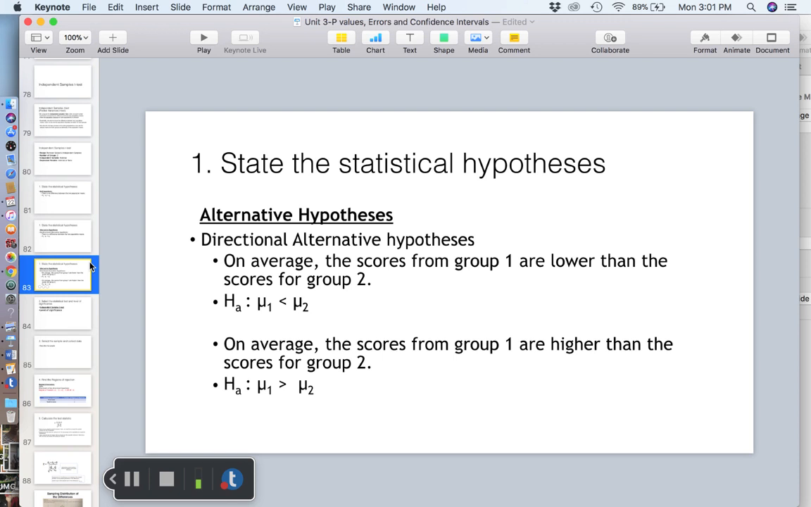We could also word our alternative hypotheses in a more specific way. So if we have directional alternative hypotheses, we could say that mu for group 1 is less than mu for group 2. One way to write this out as a sentence would be, on average, the scores from group 1 are lower than the scores for group 2. So I could say for this alternative hypothesis, mu1 is less than mu2. If the mean for group 1 is higher than the mean for group 2, we would write it this way: mu1 is greater than mu2. So, just to review, we have our statistical hypotheses where we're talking about the mu's for both of our groups.